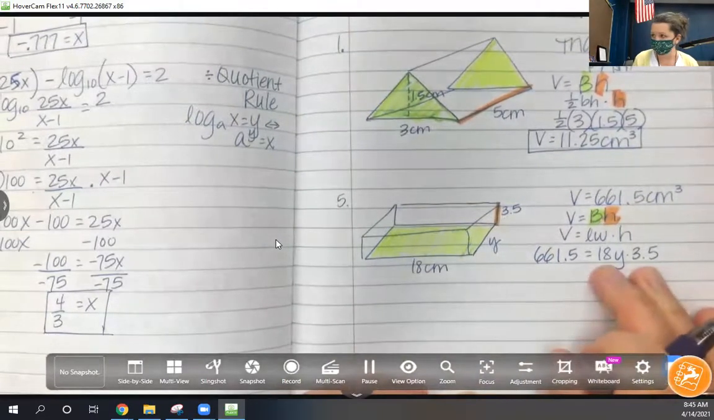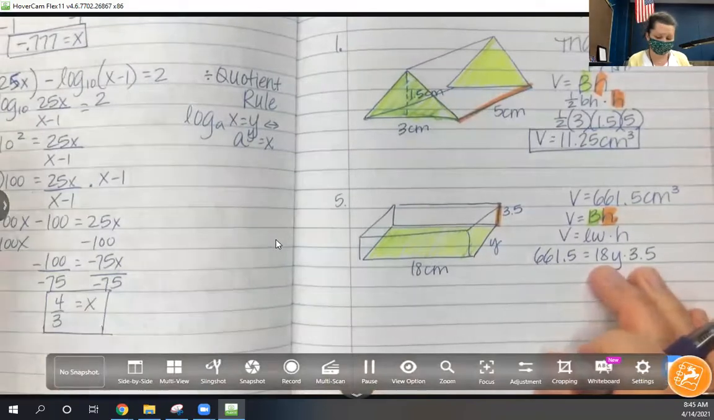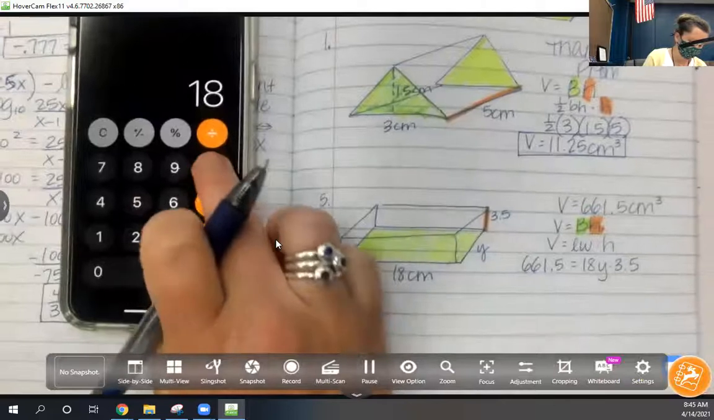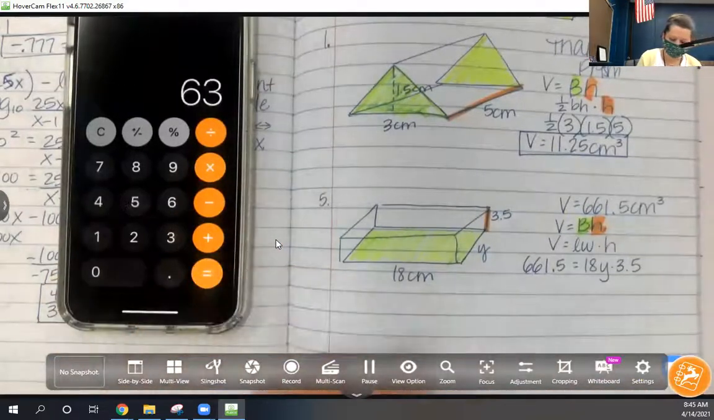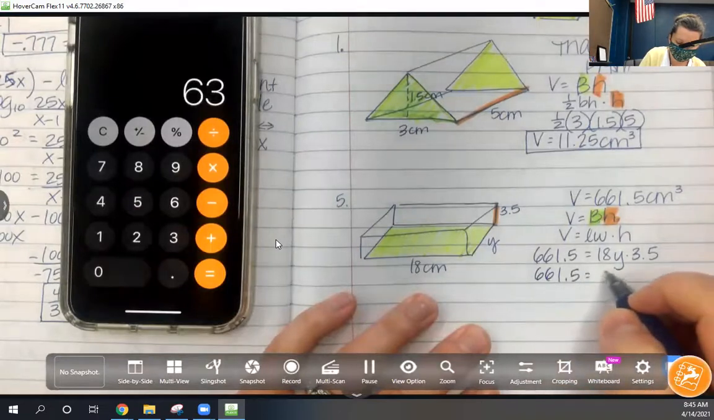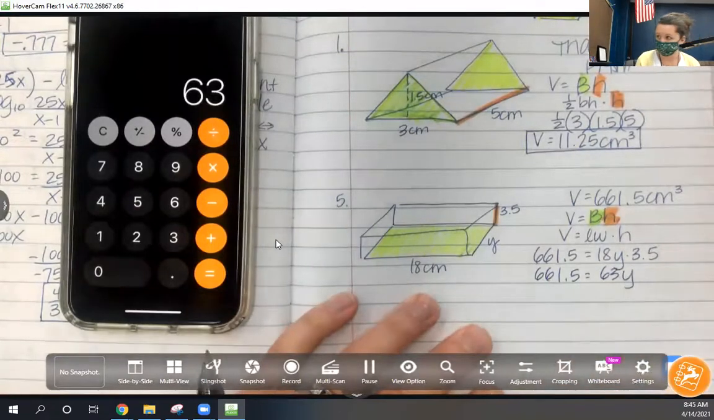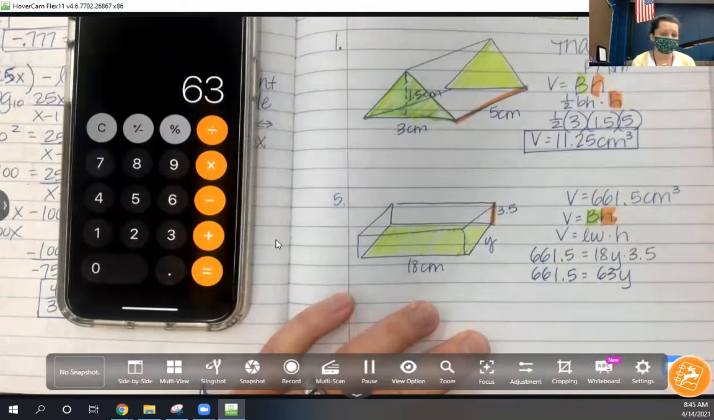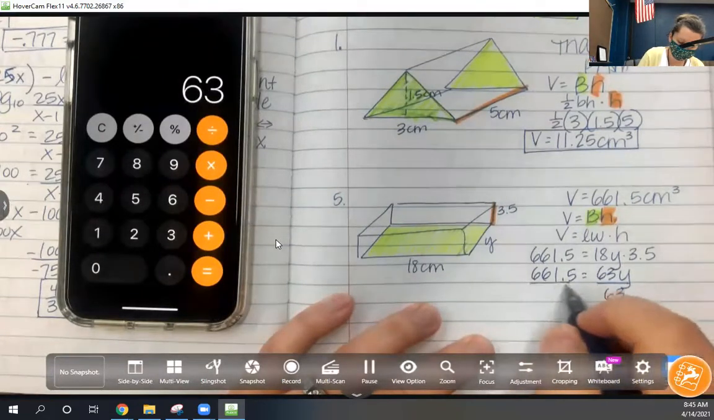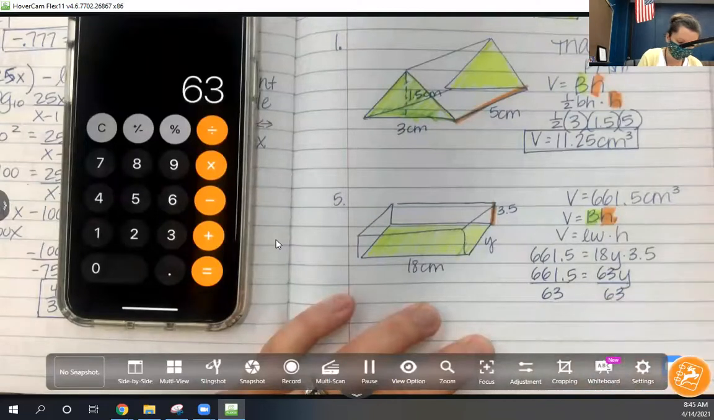Right, so this is kind of messy right here. So we're going to put these together. I'm going to multiply 18 and 3.5. 18 times 3.5 is 63. So I have 661.5 equals 63y. Now I can go ahead and solve it just like an equation. I'm going to divide by 63, and that'll give us our y value.